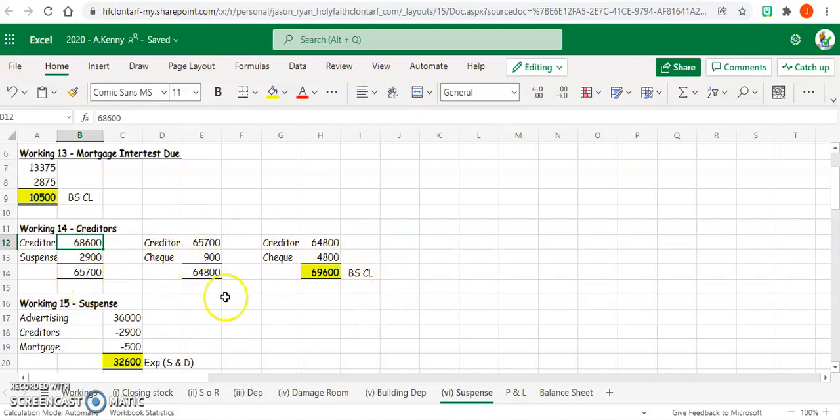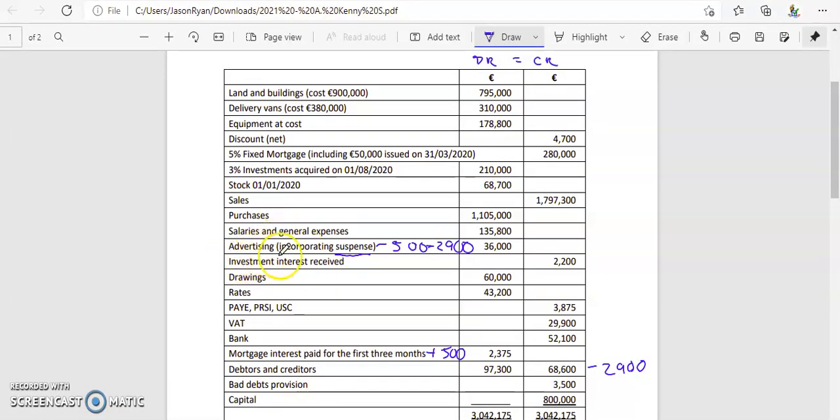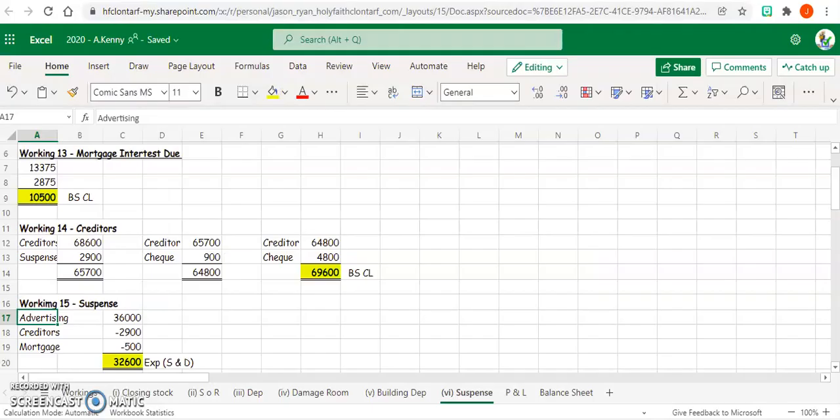Now these are just for the next couple of adjustments that we're going to do, so I wouldn't be worrying about these figures here. This is the figure we're looking at for the suspense account. For your suspense account, we need to adjust our advertising because that's where our suspense is. From our trial balance, we're going to take away 500 and we're going to take away 2,900. So we're taking away 2,900 for our creditors, and 500 for our mortgage. So our advertising is going to be 32,600. That goes into your expenses in your profit and loss as selling and distribution. So that's your suspense done.